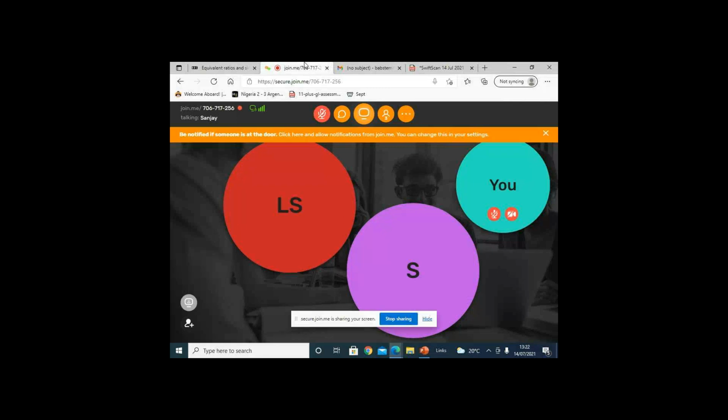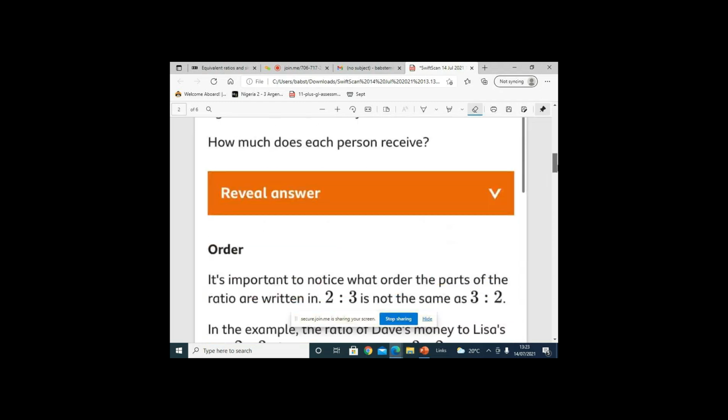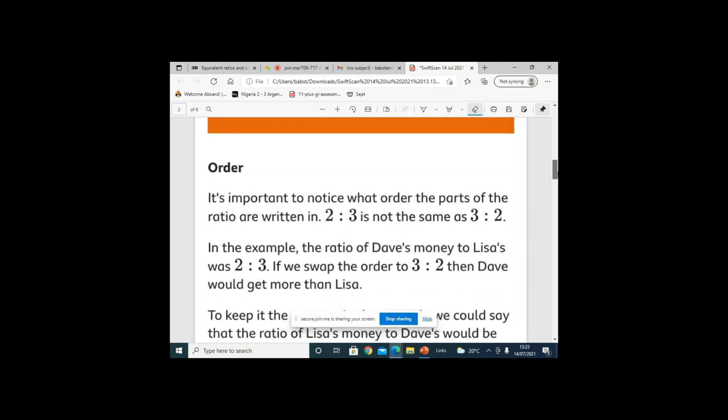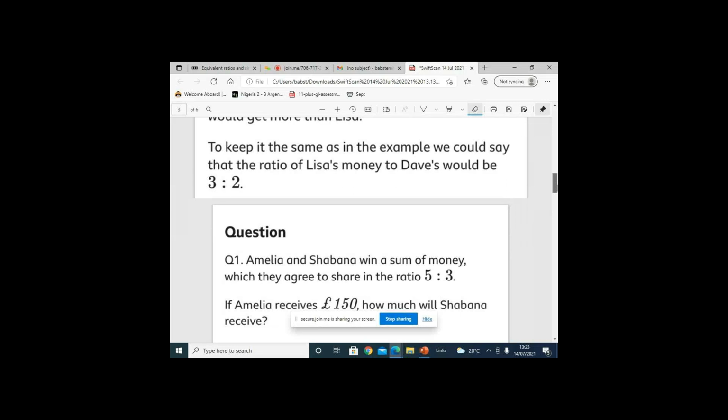Let me show that again. Can you see that? So this ratio 2 to 3 becomes 200 to 300. Yeah, that's it. So you swap it.